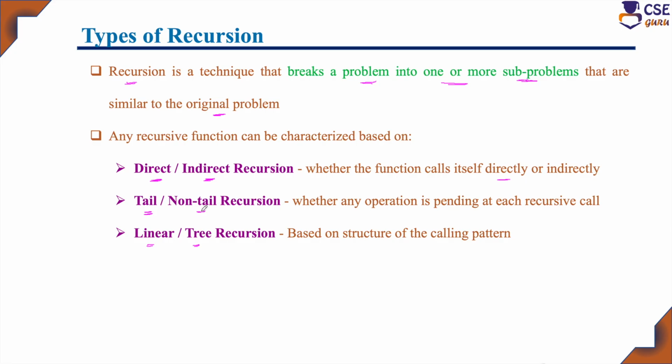And non-tailed recursion means whenever you make a recursive call, there is no pending operation. Everything is completed. Only the recursive call you have to make and implement. That's it. That is called non-tailed recursion.